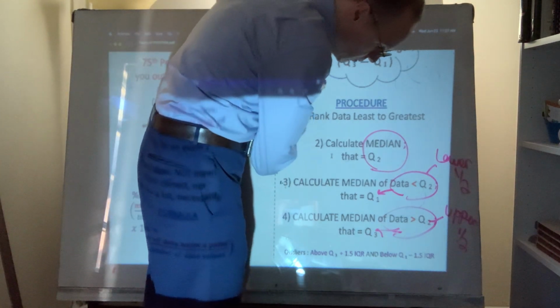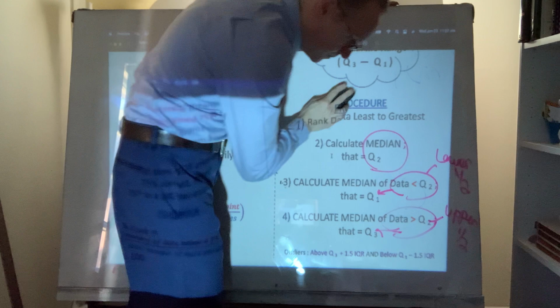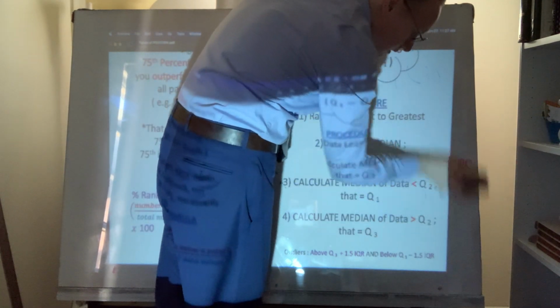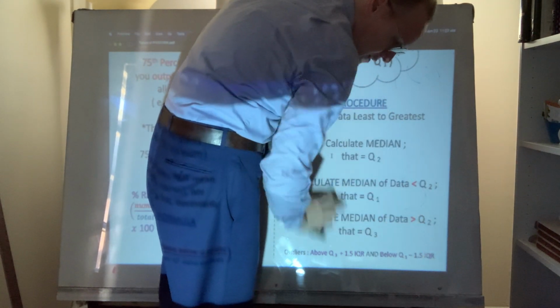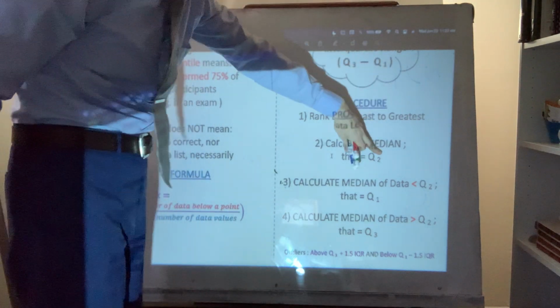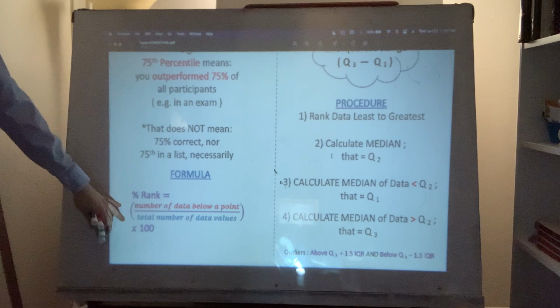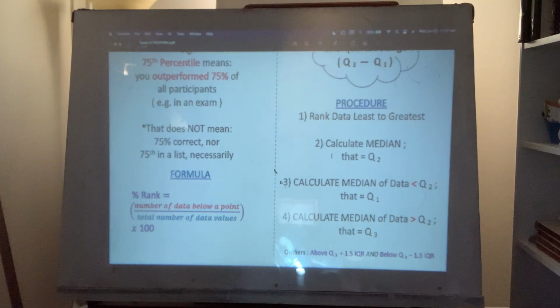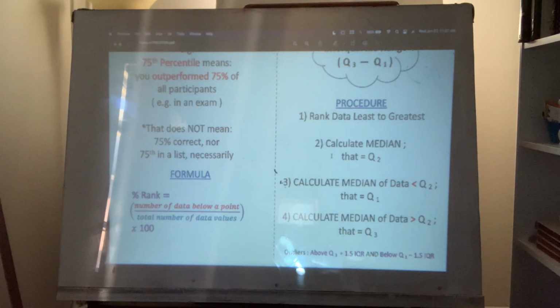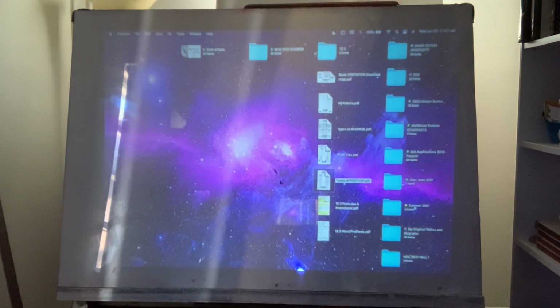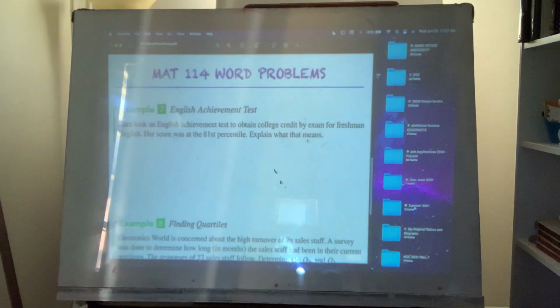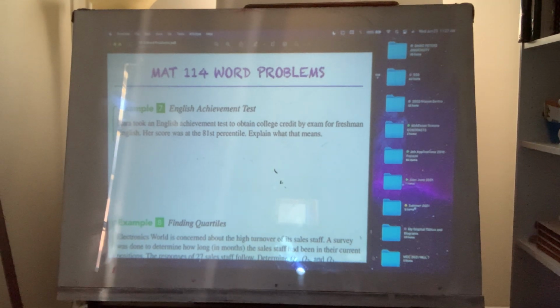So we're going to basically follow this procedure to calculate Q1, Q2, and Q3, but in the order of Q2 and then either of those. And if they ask us for percentile rank, we will follow this formula. So back here, take a look at these last two.